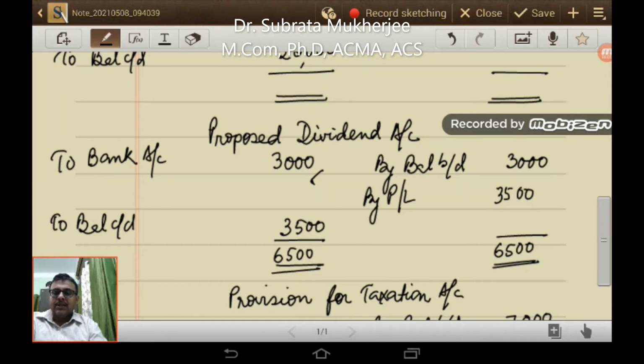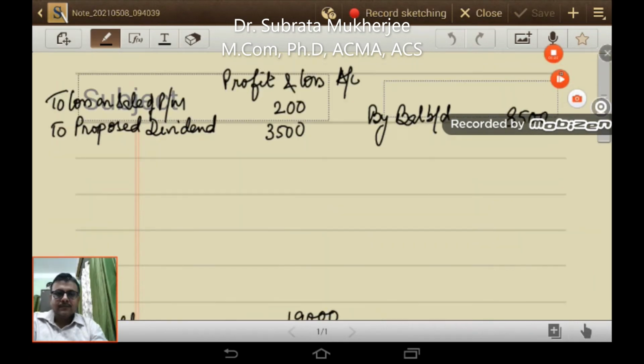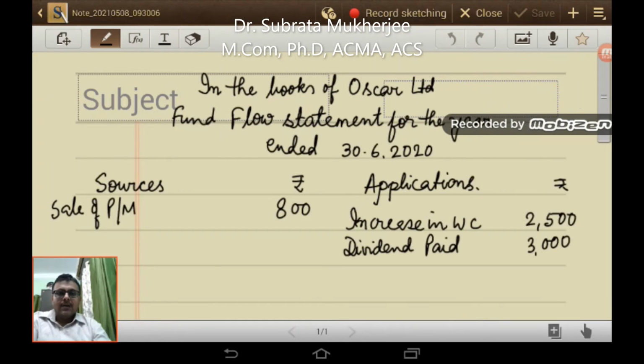proposed dividend 3,500. So regarding the payment of dividend I have to post it in the application side of fund flow statement, and in profit and loss account I have to place it as to proposed dividend 3,500. So in PL account I have written to proposed dividend rupees 3,500, and in the application side of the fund flow statement I have written dividend paid rupees 3,000.